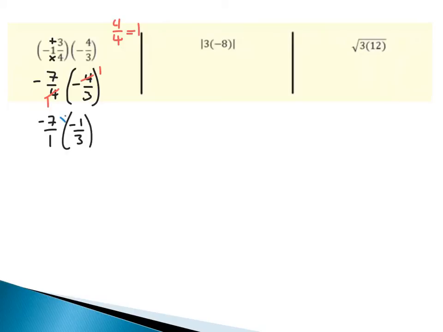Then what I'm going to do is multiply the numerators, multiply the denominators together. That's going to give me negative 7 times negative 1. Same sign, that means it becomes positive 7. 1 times 3 is 3. I get 7 thirds.